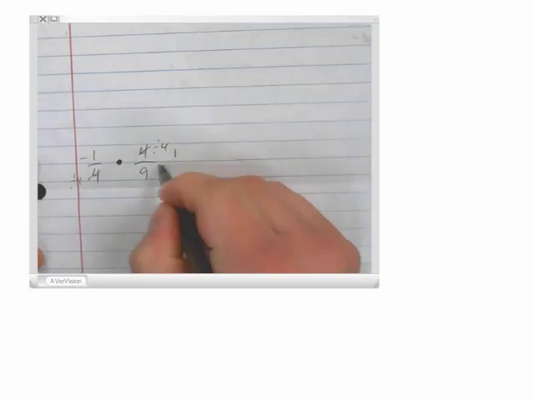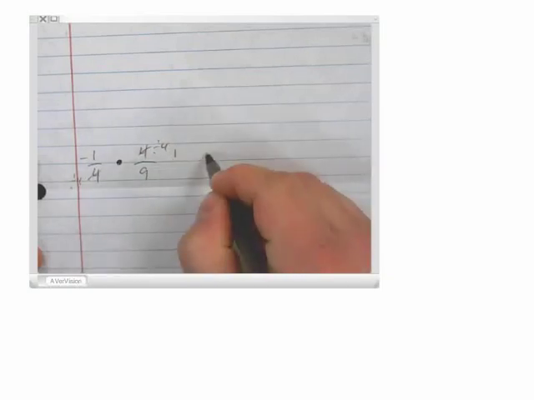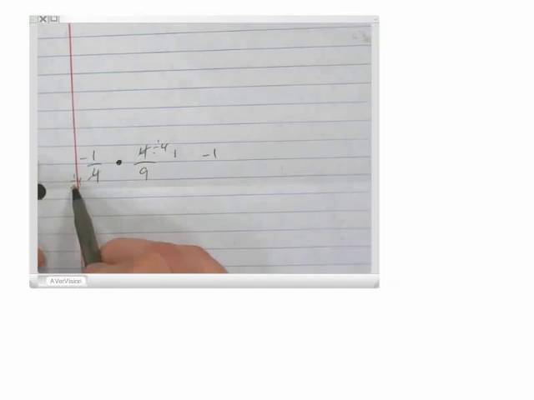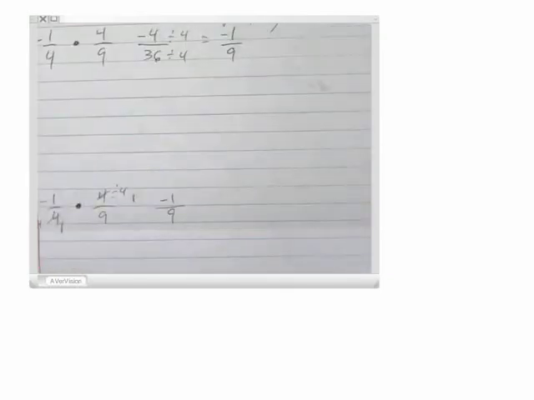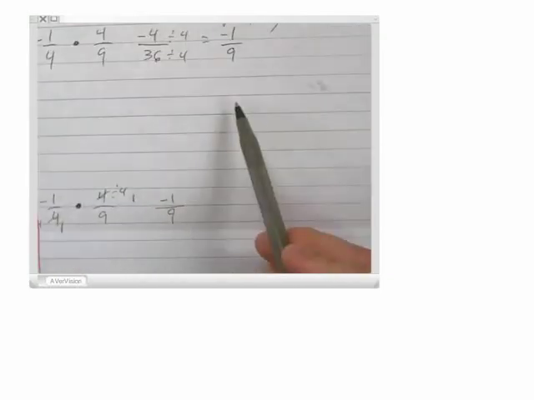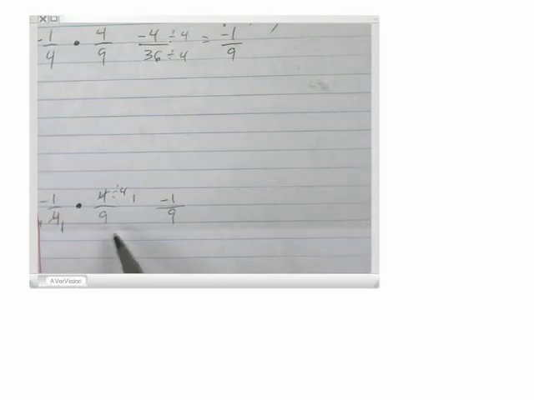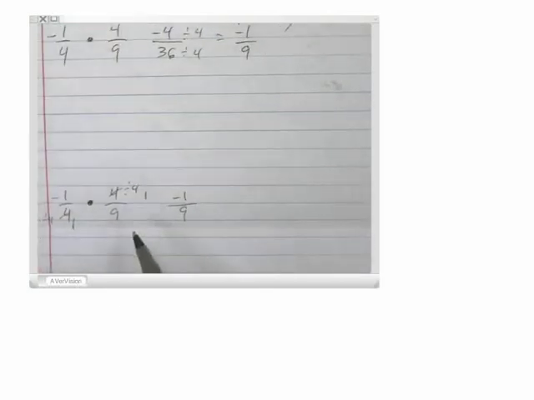Alright, so negative 1 times 4 divided by 4 is 1. So this is negative 1. And if I divide this by 4, this becomes a 1. And 1 times 9 is 9. You get the same answer both places. It's just on this one, we simplified before we multiplied through.